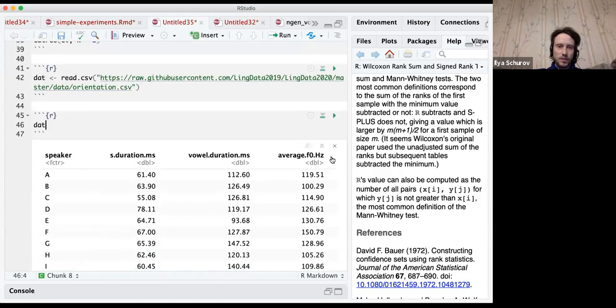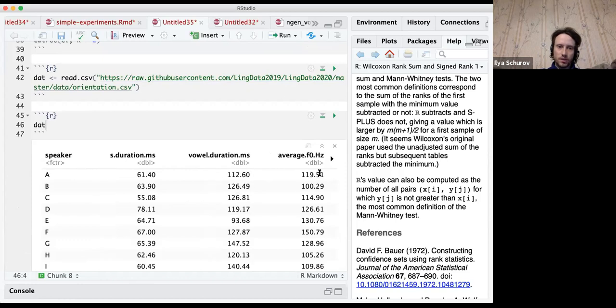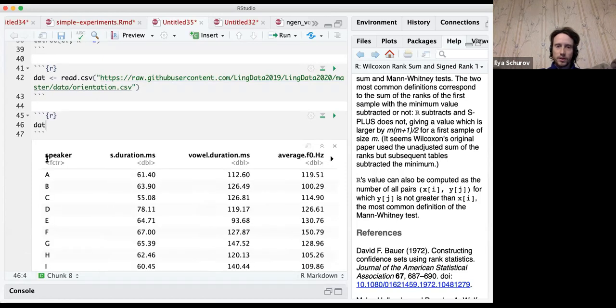So we have some information about some acoustic properties of speech of different speakers. Some of them are heterosexuals, some homosexuals, and we have some information about their age. And now we can try to find some clusters in their acoustic information.